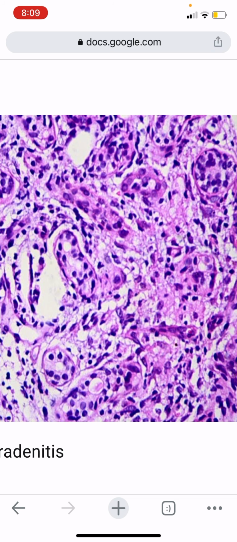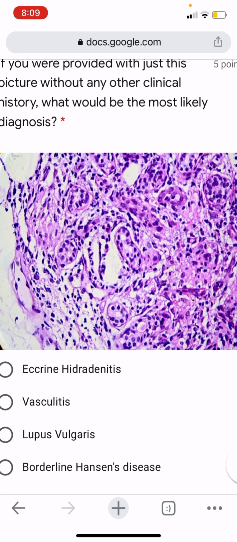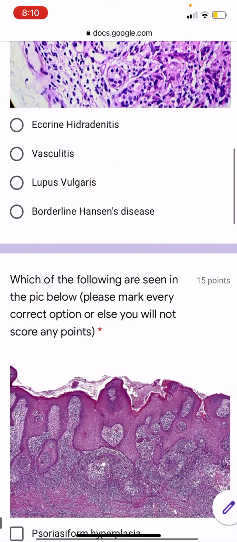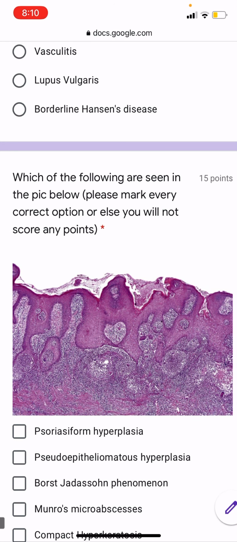around eccrine glands or the arrector pili muscle. Without any doubt, the diagnosis is Hansen's disease, whether borderline or borderline lepromatous. It is Hansen's disease. Eccrine hidradenitis, I only put that to confuse you. Eccrine hidradenitis is completely different. The histology doesn't present like this, and there's no vasculitis here, and definitely it's not lupus vulgaris. When I've presented a picture showing you particularly the eccrine gland involvement, I've concentrated on that. The diagnosis is Hansen's disease, leprosy.